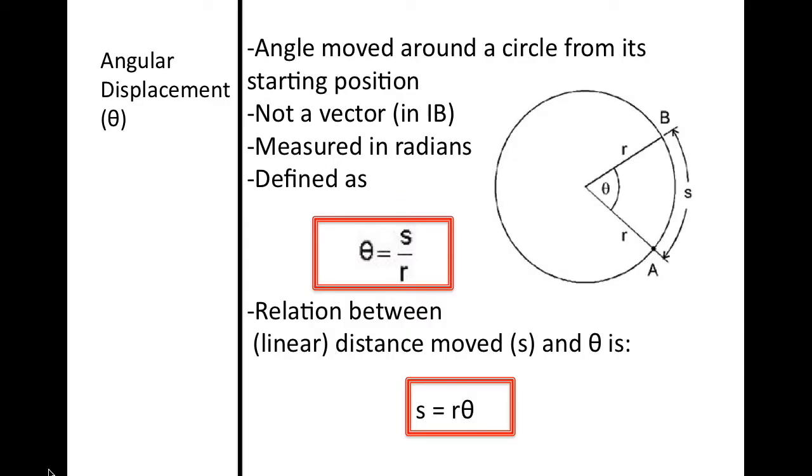Angular displacement, denoted as theta, is an angle that is moved around a circle from its starting position. It is measured in radians, and it is defined as theta equaling the distance over the radius. If you were to solve for the distance, you would just multiply the radius times theta.